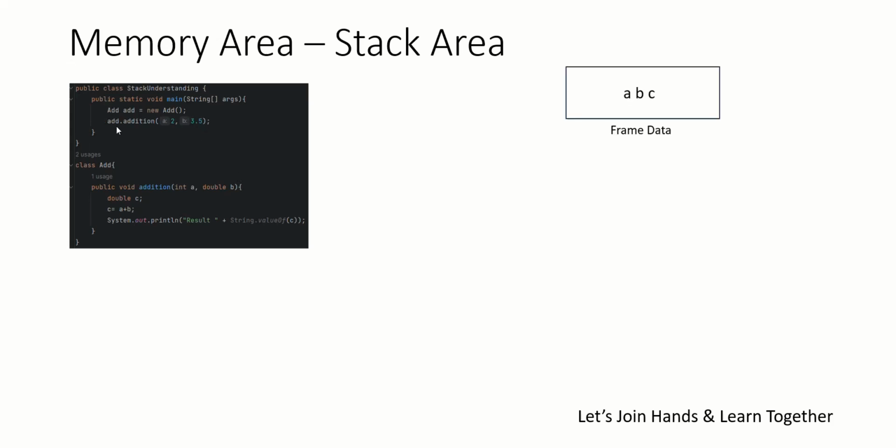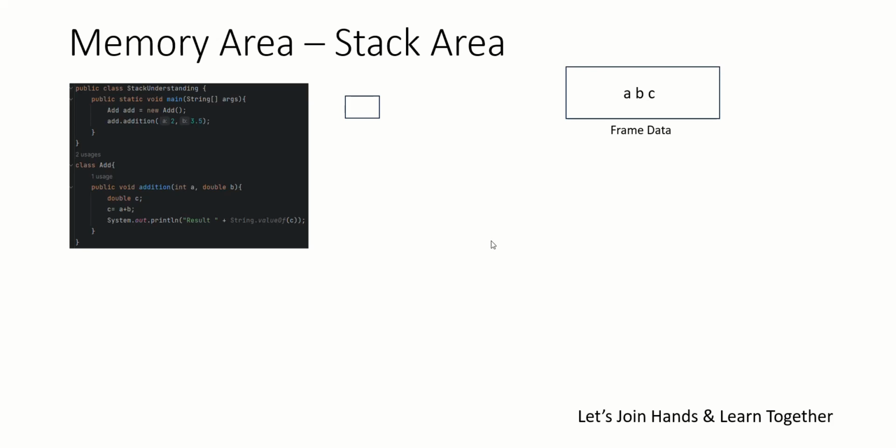We are calling the addition function, so it will create a stack frame for the addition function, correct? The addition function has parameters a, b and local variable c. These will be stored in the frame data. The frame data stores symbols. Then the other concepts we have are the local variable array and the operand stack, right? This is called the local variable array.